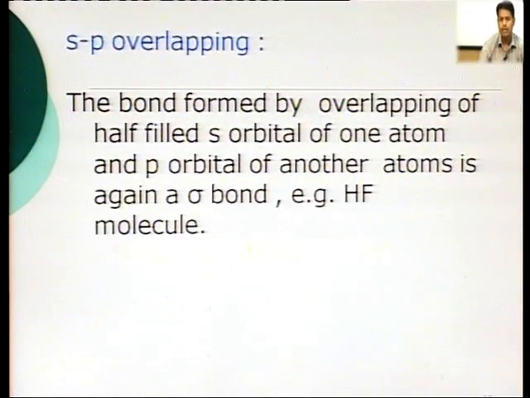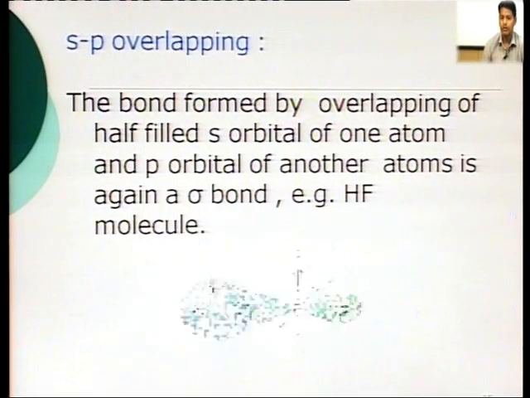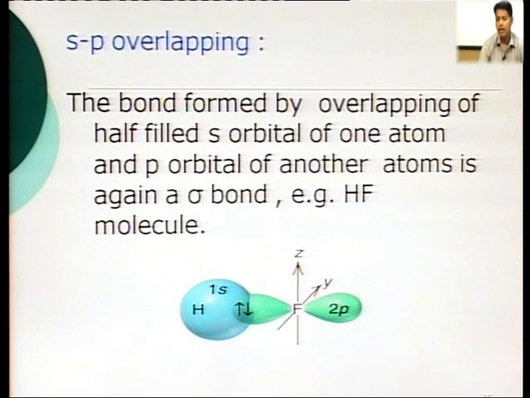Another example is sp overlapping. The bond formed by overlapping of a half-filled s orbital of one atom and a p orbital of another atom is again a sigma bond. For example, the hydrogen fluoride molecule. Here the s orbital of hydrogen is overlapping with the p orbital of fluorine, and sp overlapping at the internuclear axis is a sigma bond.